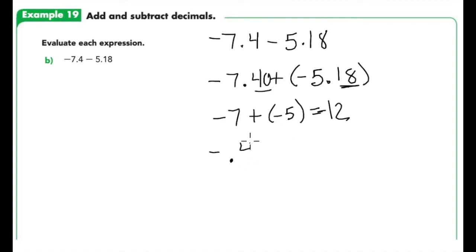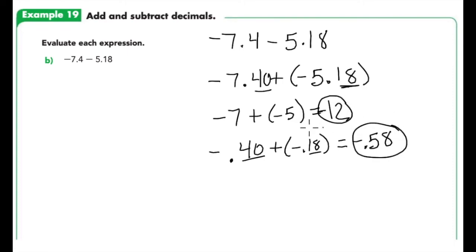So that's a -40 hundredths plus a -18 hundredths. And when we add up the 40 and the 18, that gives us a -58 hundredths. Because they're both negative, we can combine them. And when we add 12 with 58 hundredths, that gives us a -12 and 58 hundredths.